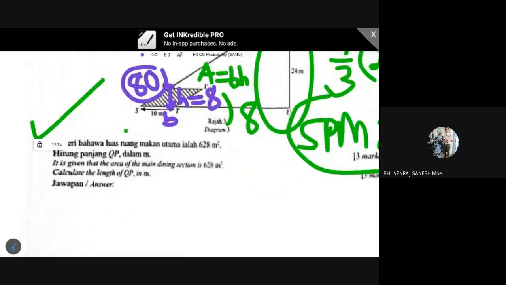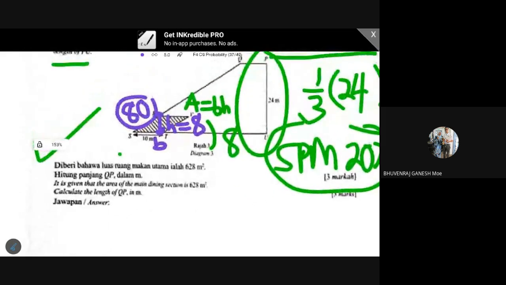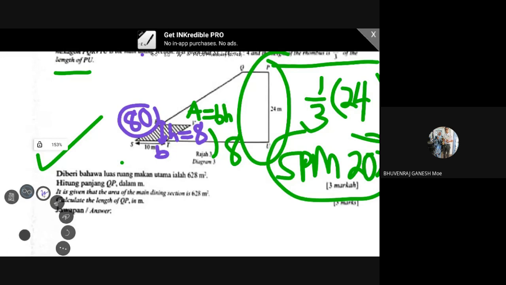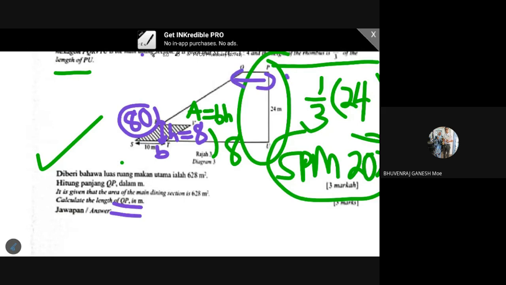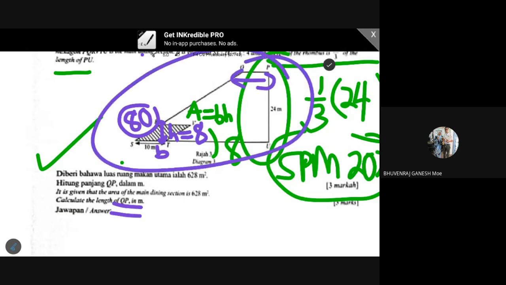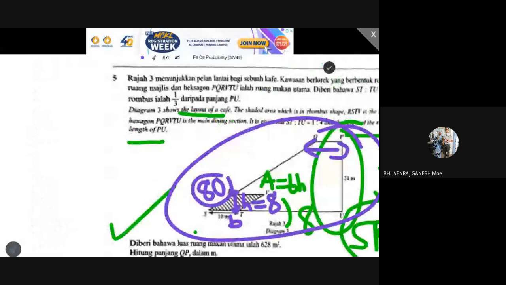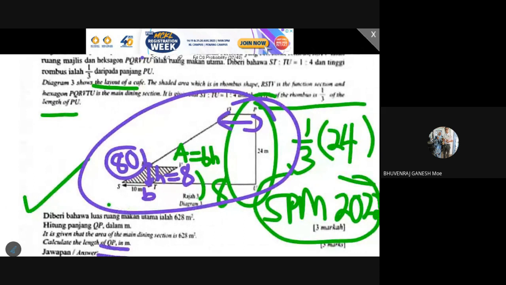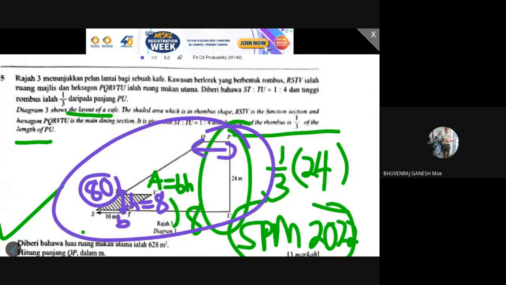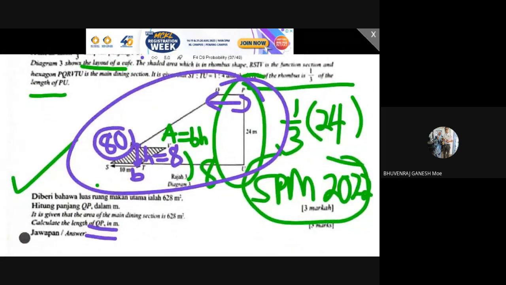Okay, so now you look back at the question. They want the length of PQ. PQ means this length basically. So you need to know the area of the trapezium first, then you can apply the trapezium formula to find the length of PQ. That is the idea. We need to know the area of the trapezium, then we can find the length of PQ. So now we have this area.